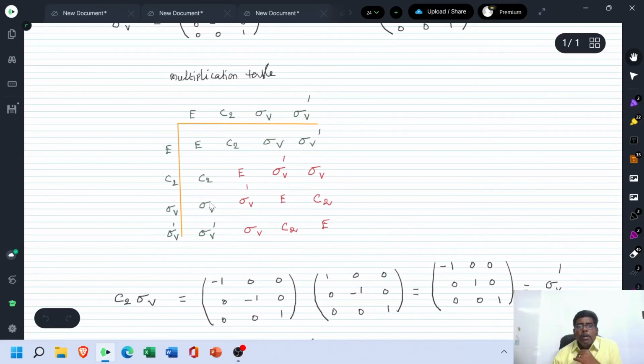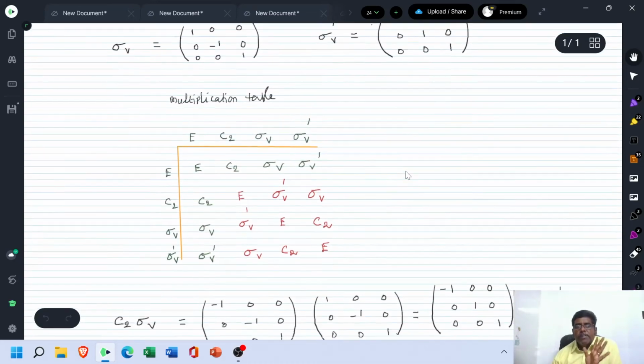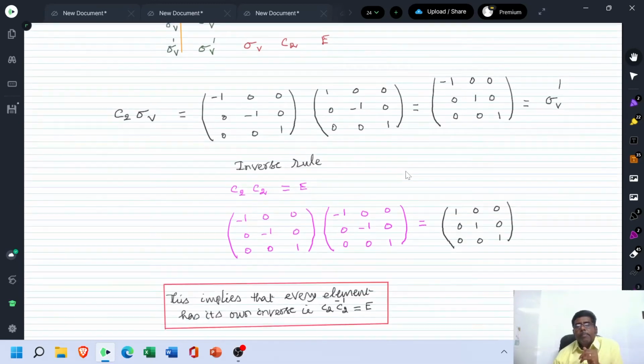Now verify the value of C2 into sigma v in the multiplication table. Actually, we constructed this multiplication table only through symmetry operations. C2 into sigma v is our sigma v dash. Therefore, our matrix representation is absolutely correct.